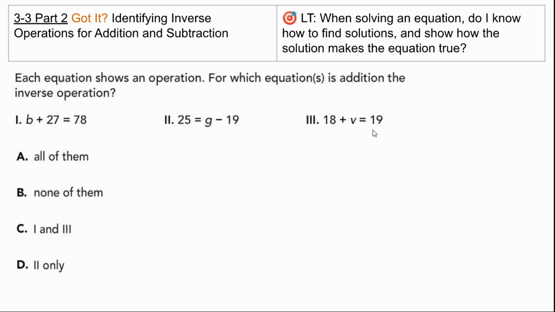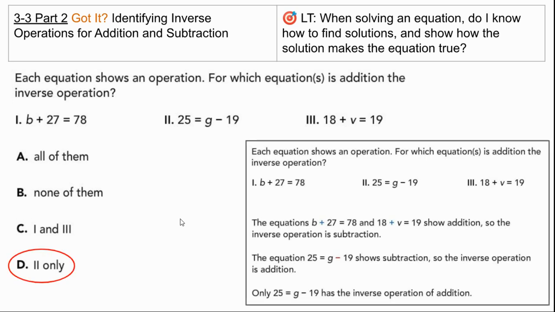Let's look at that question one more time. For which equations is addition the inverse operation? The correct answer is only 2. Each equation shows an operation, and we want the inverse operation, or opposite. The equations b plus 27 equals 78 and 18 plus v equals 19 show addition, so the inverse operation is subtraction. The equation 25 equals g minus 19 shows subtraction, so the inverse operation is addition. Only 25 equals g minus 19 has the inverse operation of addition.